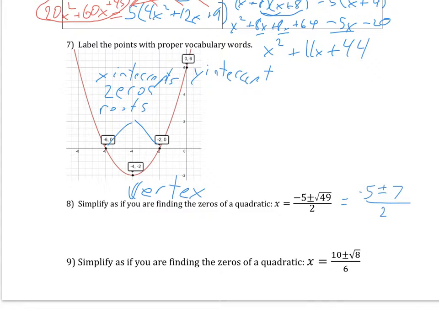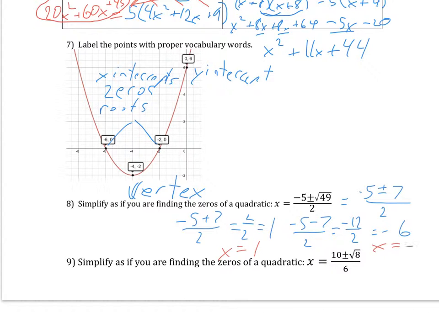And then the thing is that that plus or minus is going to split this into 2 problems. I really need to do negative 5 plus 7, whatever that is, divided by 2. I also need to get negative 5 minus 7 divided by 2. And looking at those now, negative 5 plus 7 over here is positive 2 divided by 2, which is the answer of 1. And over here, negative 5 minus 7 is negative 12 divided by 2, which is negative 6. So essentially, I would just write my answer a little bit prettier here. X equals 1 and x equals negative 6.